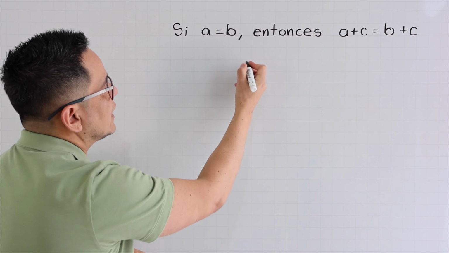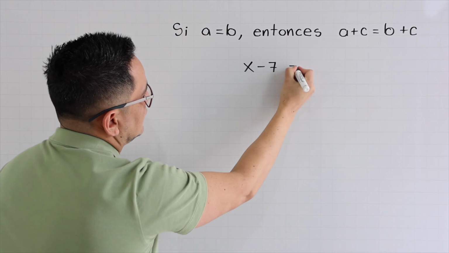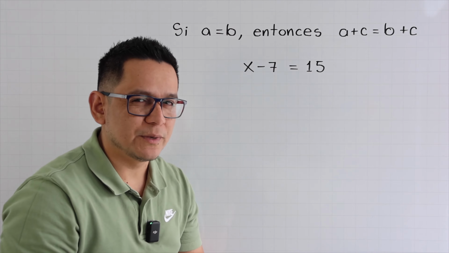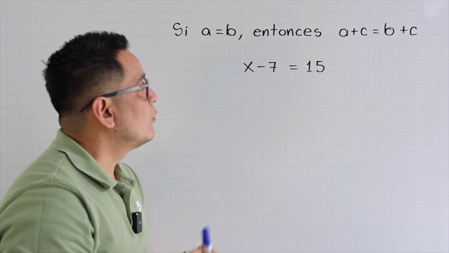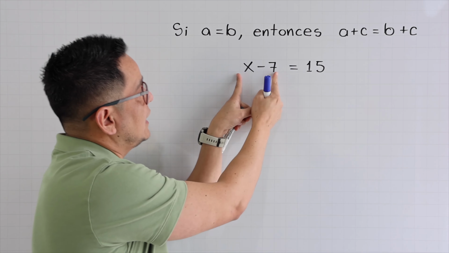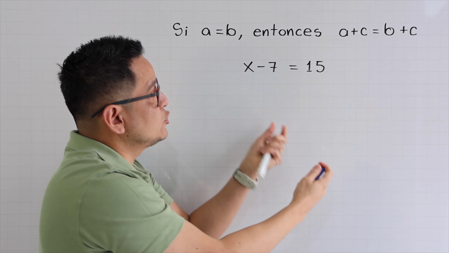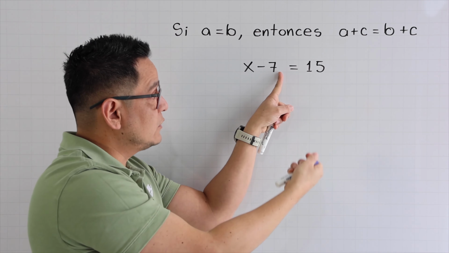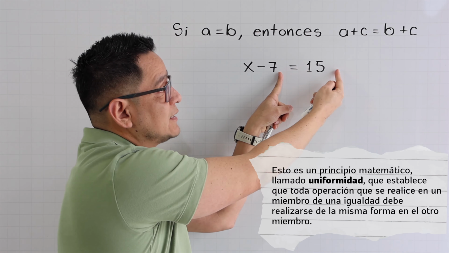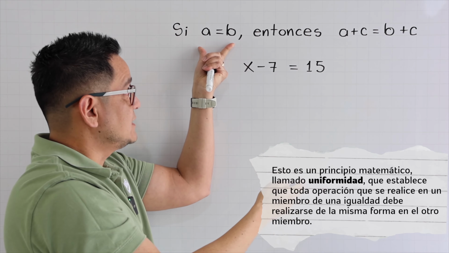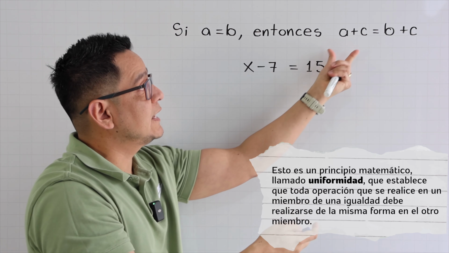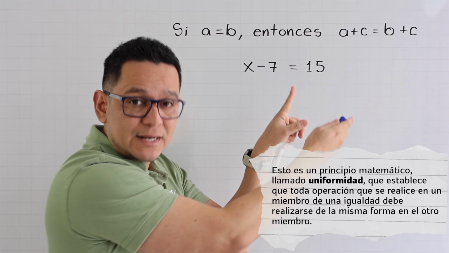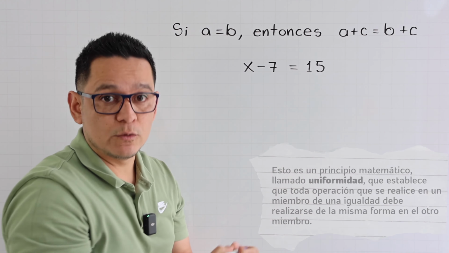All right. Let's suppose that x minus 7 equals 15 in this case. So we have an equation, right? And look at what I'm going to do. Since this property tells me that if A equals B, then I could add a value C to the left side, but if I add it to the left side, then I should also add it to the right side, right? Since it says that if A equals B, then it also means that A plus C equals B plus C. In other words, I can add the same amount to both sides of the equation in this case.